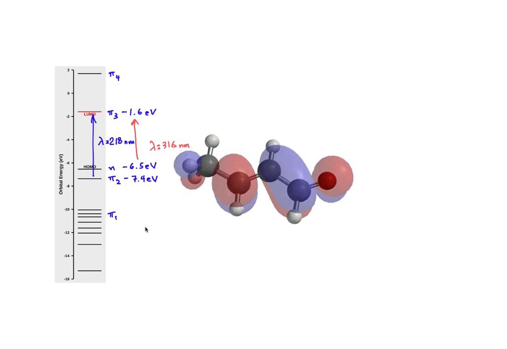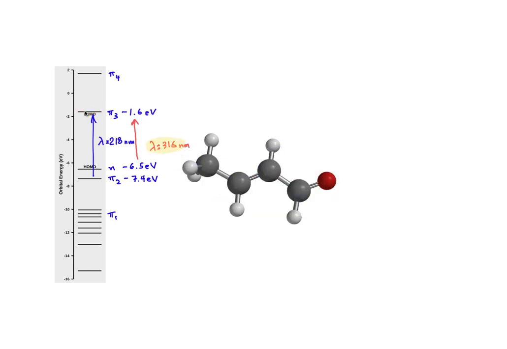In summary, lower energy, longer wavelength light is sufficient to promote an electron through the smaller band gap from the n molecular orbital to pi 3. Whereas higher energy, shorter wavelength light is required to promote an electron from the lower energy pi 2 orbital into the pi 3 orbital.